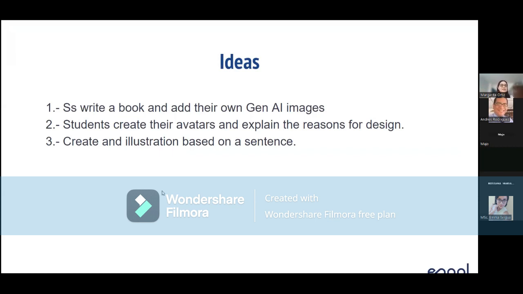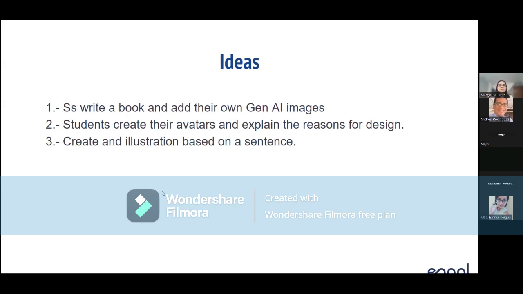Another example, students create their avatars and explain the reasons for design. You saw that you can create many things. So you can ask your students to create their avatars, and then in class, they bring the pictures, and then they explain. So that will be a speaking activity, okay? Why they designed their avatars the way they wanted it.